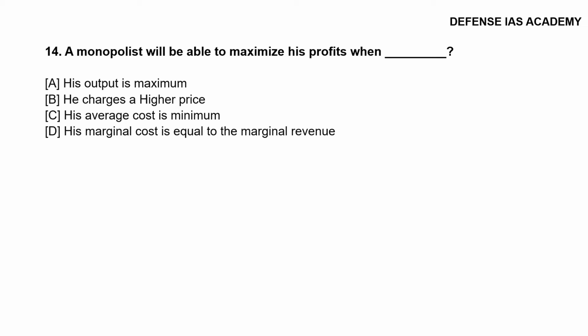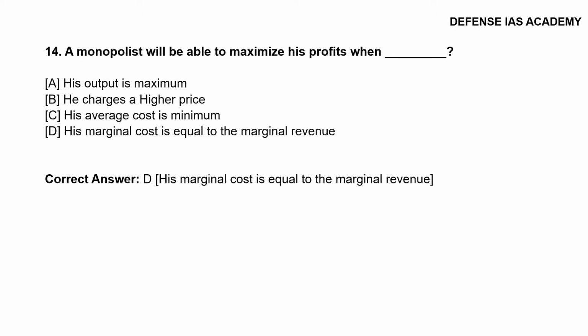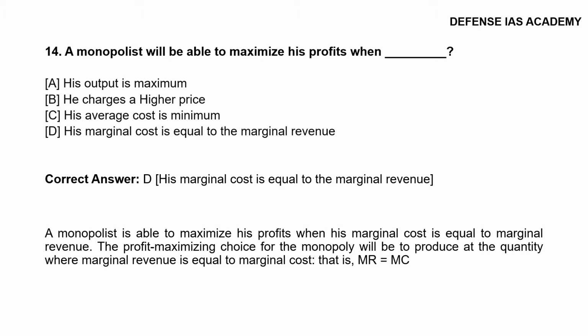Question number 14. A monopolist will be able to maximize his profits when dash. The correct answer is option number D, when his marginal cost is equal to the marginal revenue. A monopolist is able to maximize his profits when his marginal cost is equal to marginal revenue. The profit maximizing choice for the monopoly will be to produce at the quantity where marginal revenue is equal to marginal cost, that is MR equals MC.